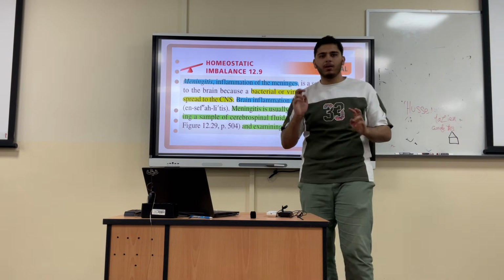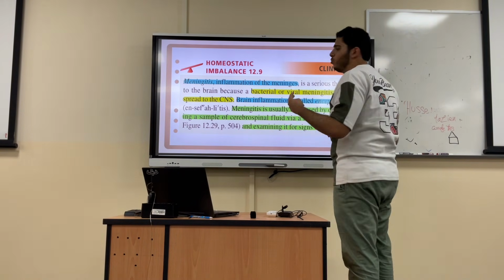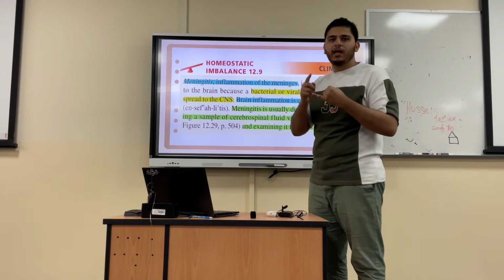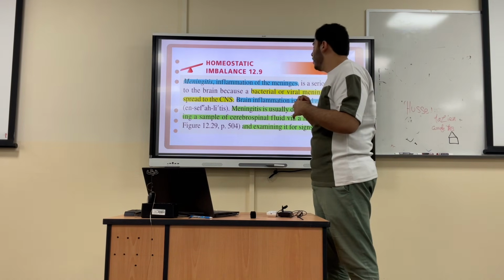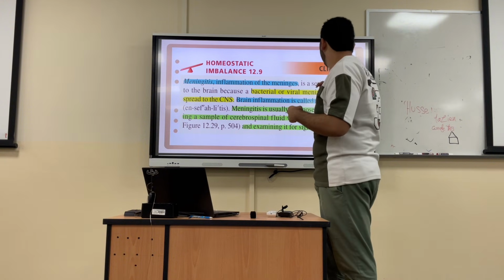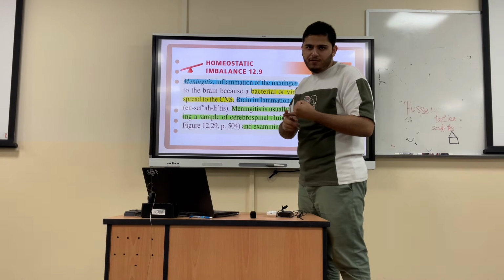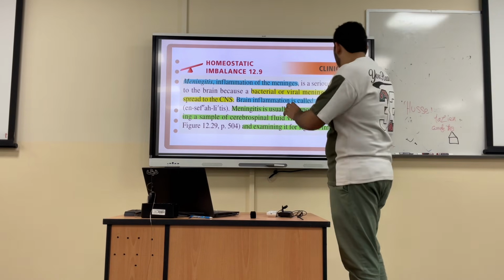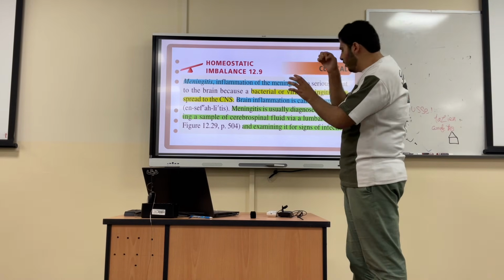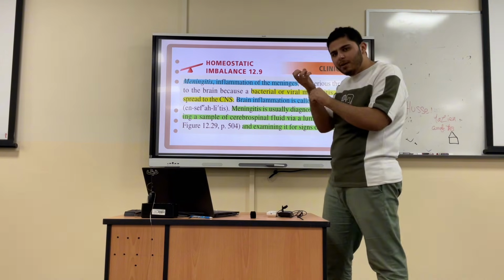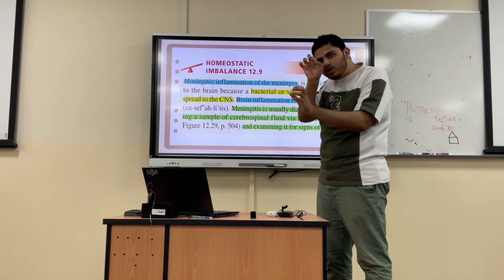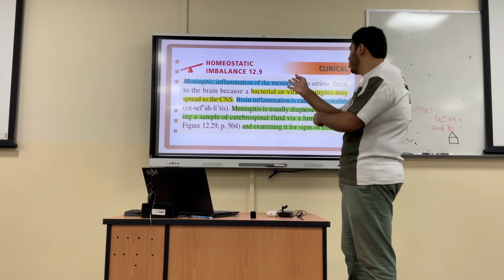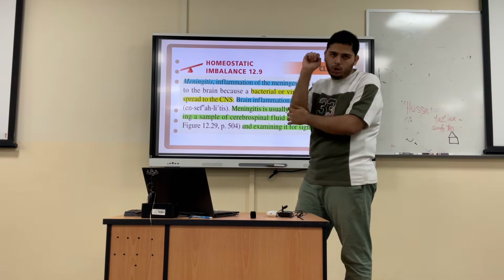Now here we have a homeostatic imbalance, which is also important. We have two types, meningitis and encephalitis. From the names, inflammation of the meninges and inflammation of the brain. It could be caused by bacterial infection or viral infection. How would we know if there is an infection? We obtain a sample of the cerebrospinal fluid via a lumbar tap from the patient, we drain it, and we examine it in the laboratory, and then we check whether there is meningitis or not.